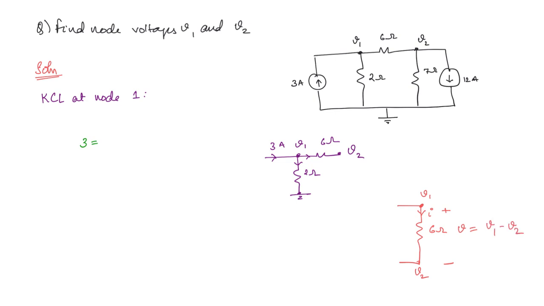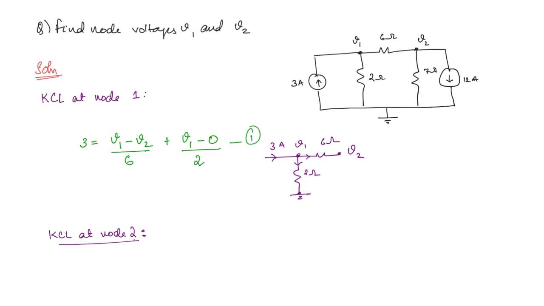Here 3 is equal to the current through 6 ohms, which is V1 minus V2 divided by 6. What about 2 ohms? Here we have to write V1 minus 0 divided by 2. This is the first equation. Now the next equation, KCL at node 2.